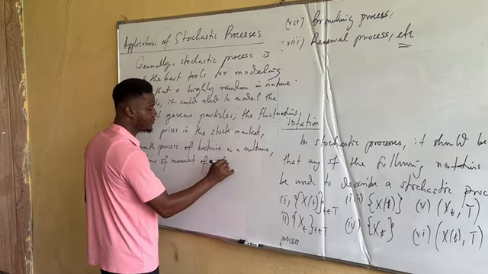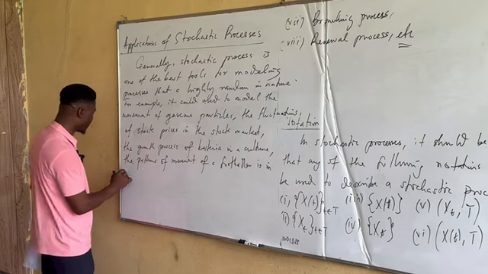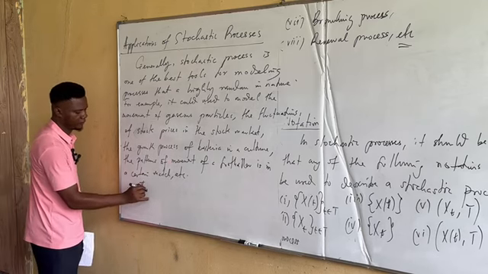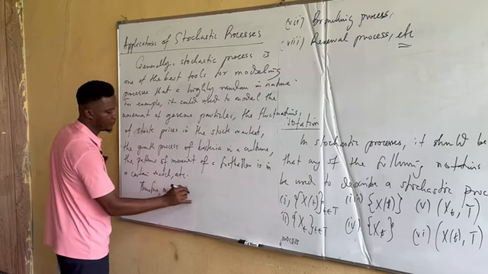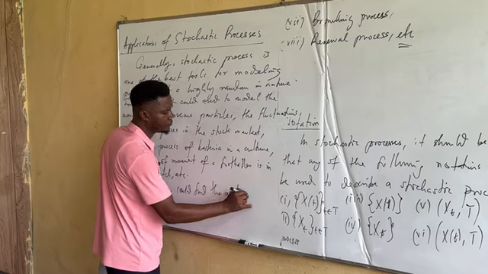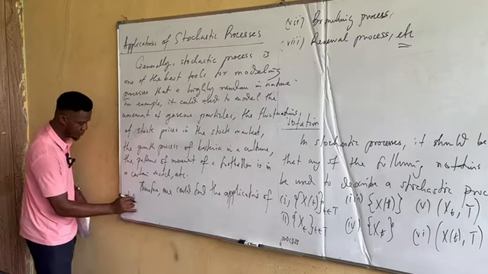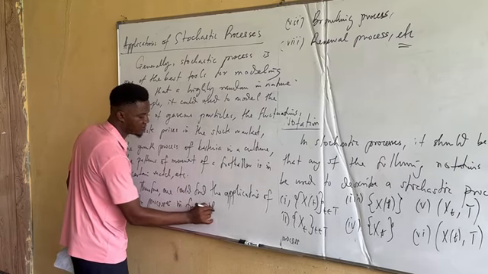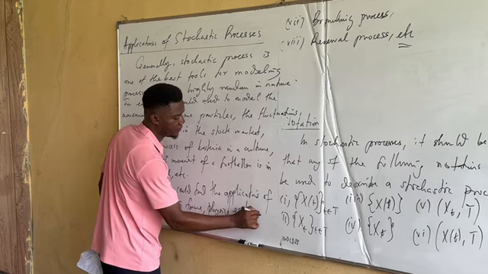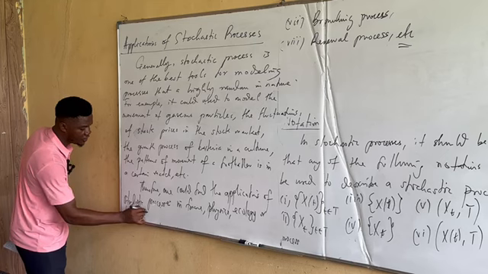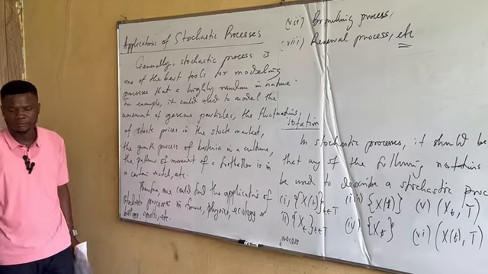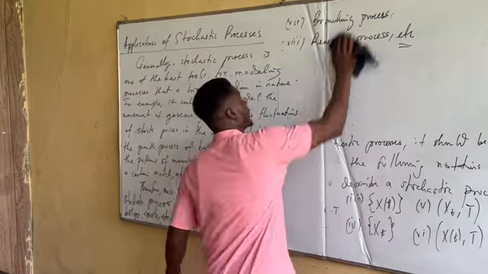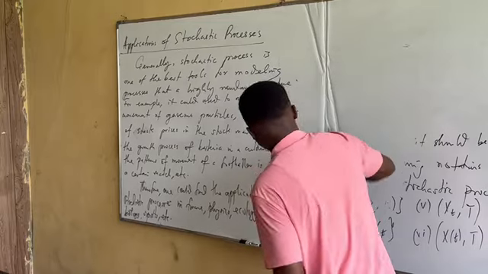pattern of movement of a footballer in a certain match, etc. Therefore, one could find the applications of stochastic processes in finance, physics, ecology or biology, sports, etc. Okay? I hope you follow what I'm saying.